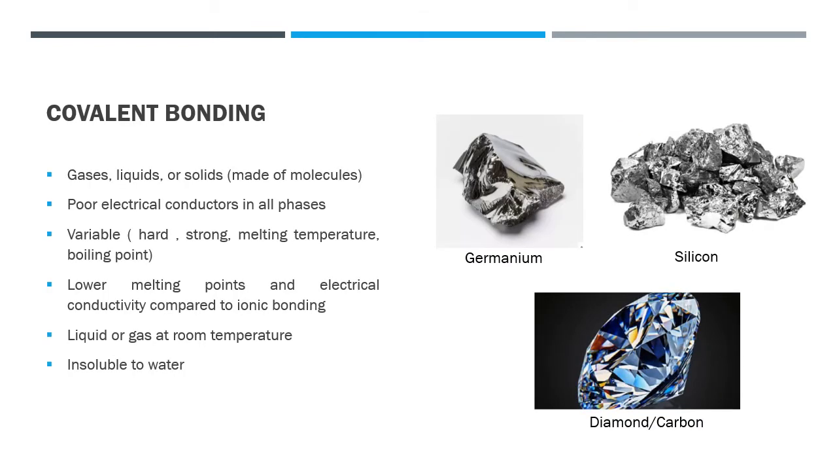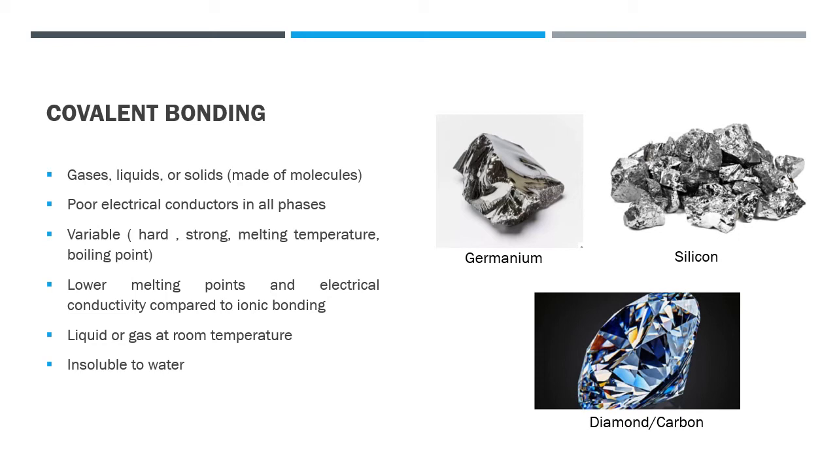Okay. So these are the properties of covalent bonding. Covalent bonding is very unique. It can be in any condition, which is gas, liquid or solid. It has poor electrical conductivity in all phases, meaning to say it cannot conduct electricity. It has very variable properties. It could be soft, it could be strong, it could have a low or high melting temperature, and also different boiling temperatures.